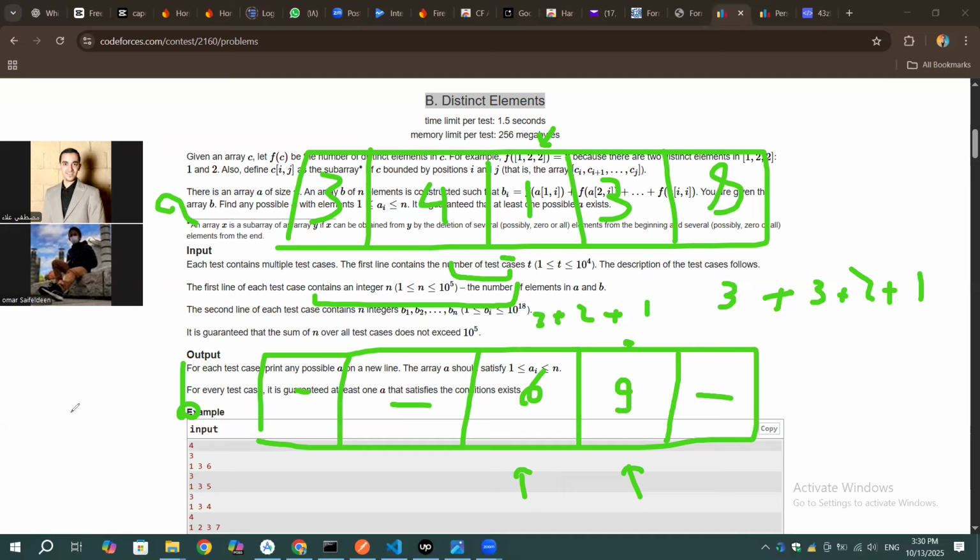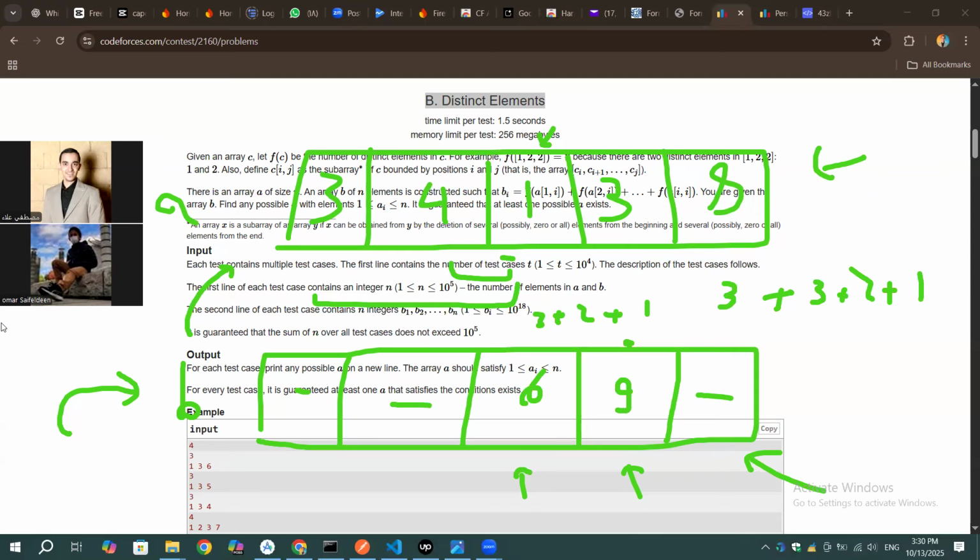The question is saying, given array B, find any valid array A. What does this mean? Find any array A such that if we try to find its array B, it will be the given array. That's basically the question. If you don't understand what I said, you can just rewatch the video, or you can also read the question. So that's it. Now let's try to think about this question.